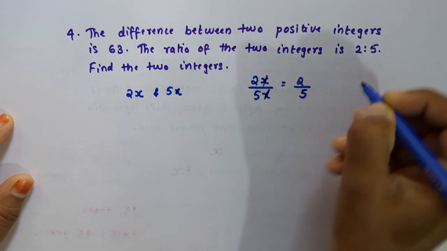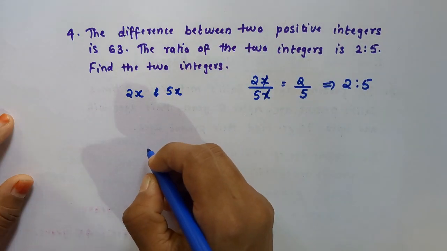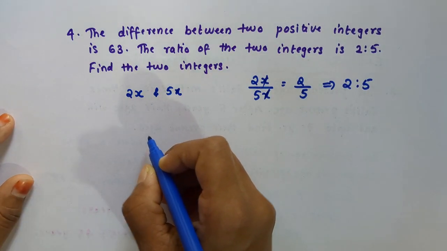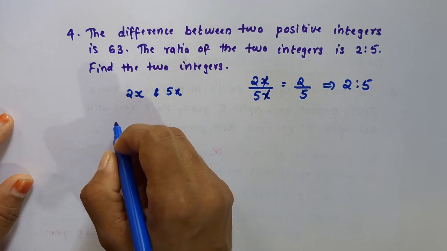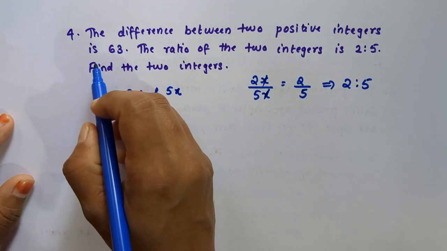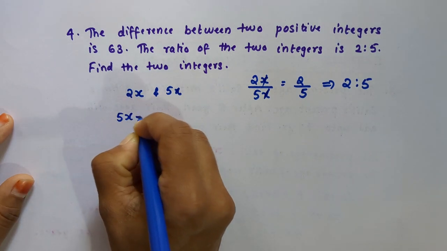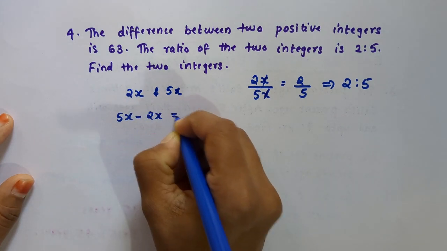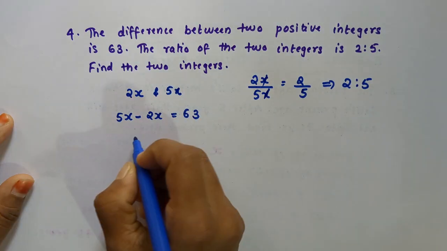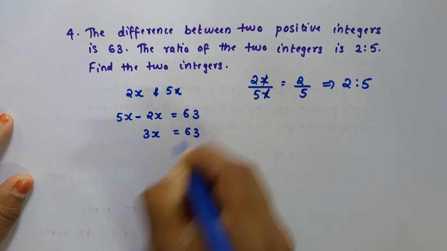So you will get 2/5. 2/5, when we write it as a ratio, is 2:5. So let the two integers be 2x and 5x. According to the question, the difference between the two positive integers is 63. So the difference between these two, that is 5x minus 2x, is equal to 63. 5x minus 2x is 3x. So 3x is equal to 63.